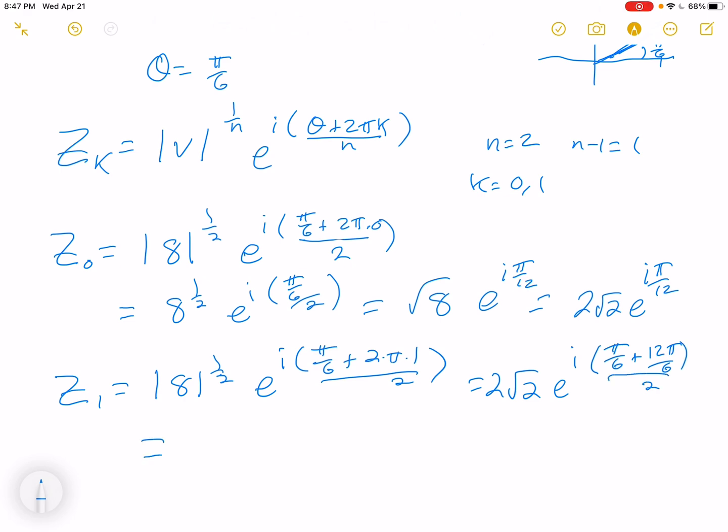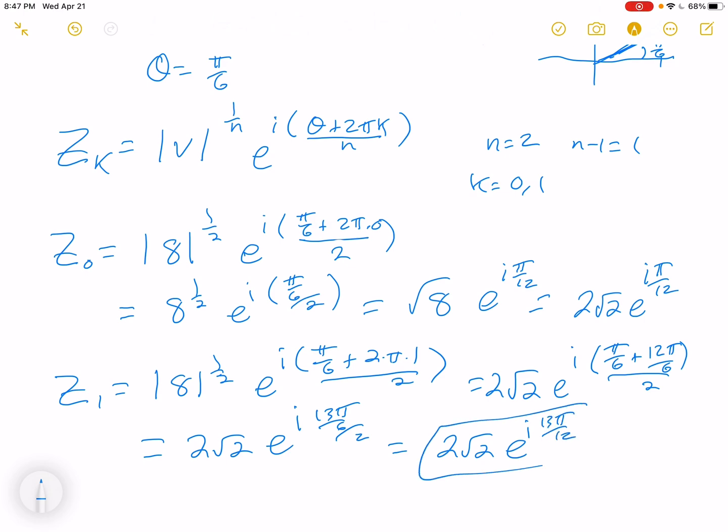So we end up with 2 root 2 e to the I, so we have pi over 6 plus 12 pi over 6 is 13 pi over 6, over 2. So it's 2 root 2 e to the I 13 pi over 12. And there's your other root. Hope that makes sense.